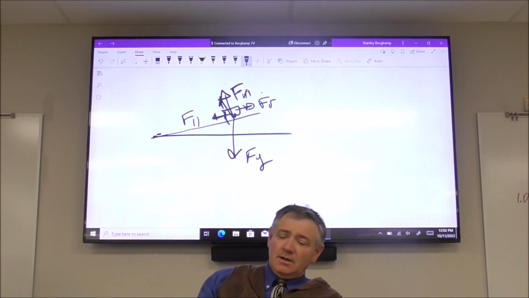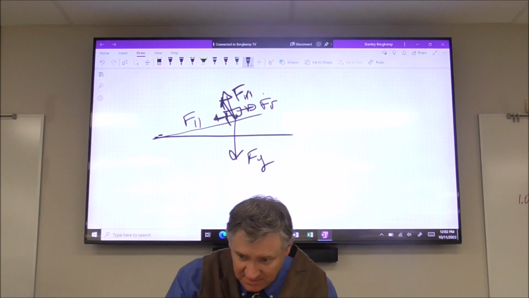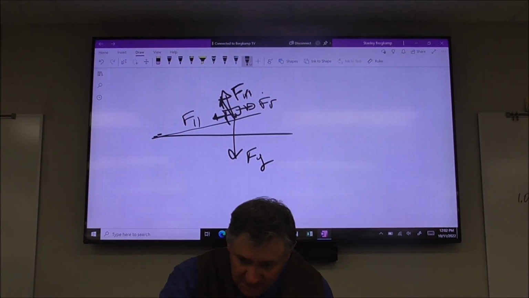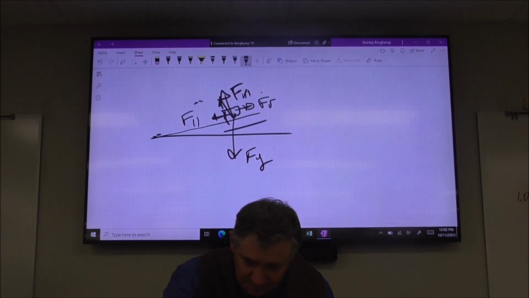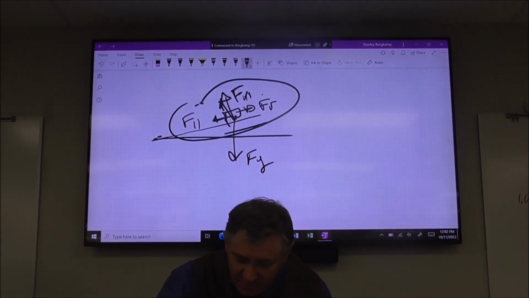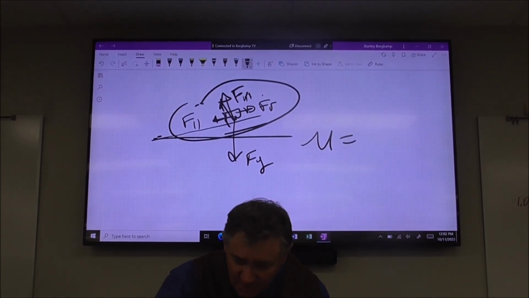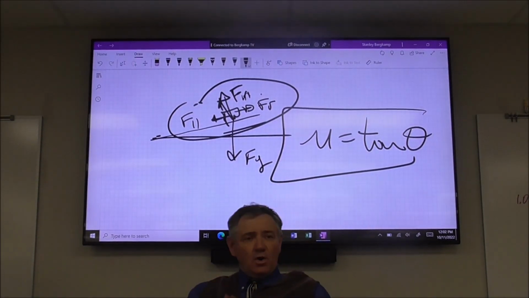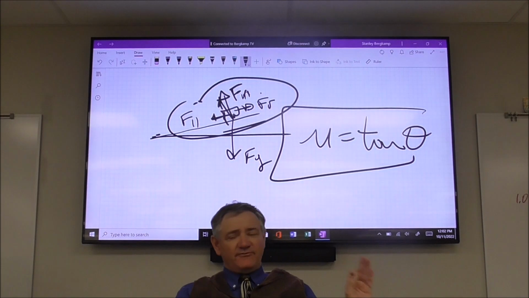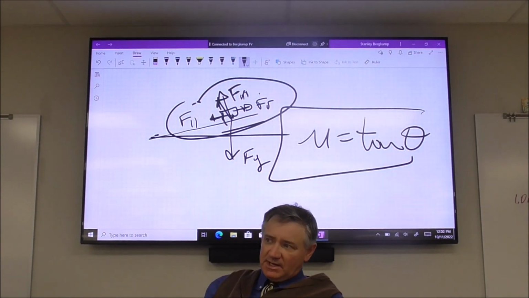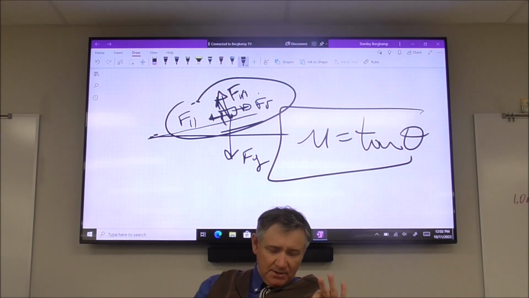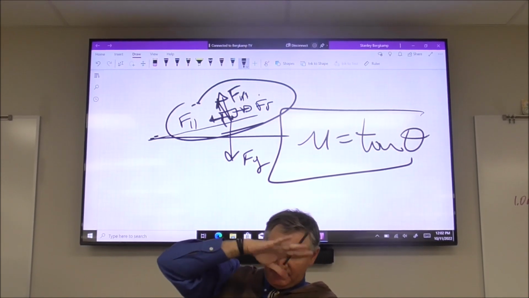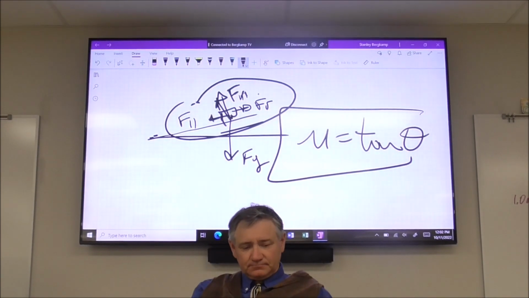So we took advantage of this. We set the force parallel equal to the force friction, and we ended up with tangent theta. That only works for static friction. It does not work for kinetic friction. It's the only time that works. So, did that part, easy: lift it up, it begins to slide, boom, there you go.